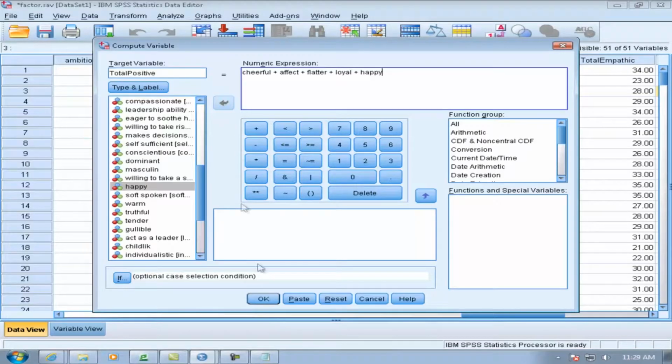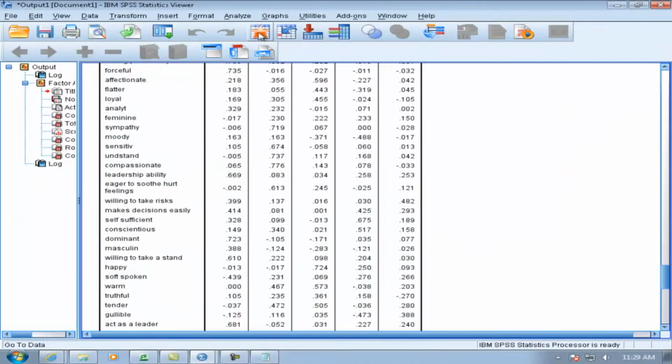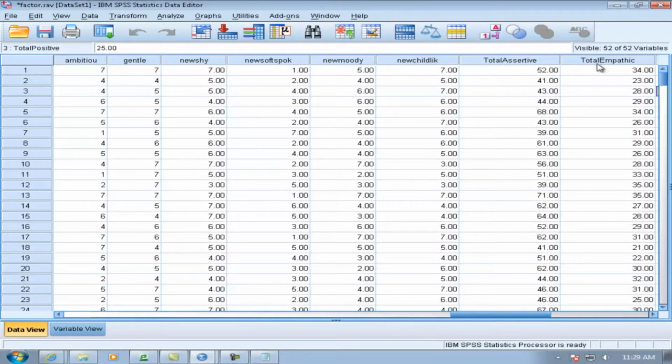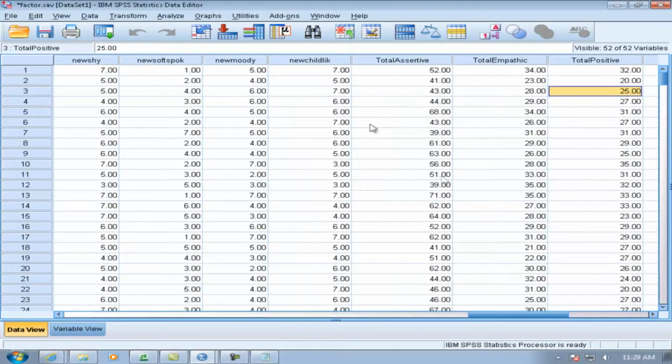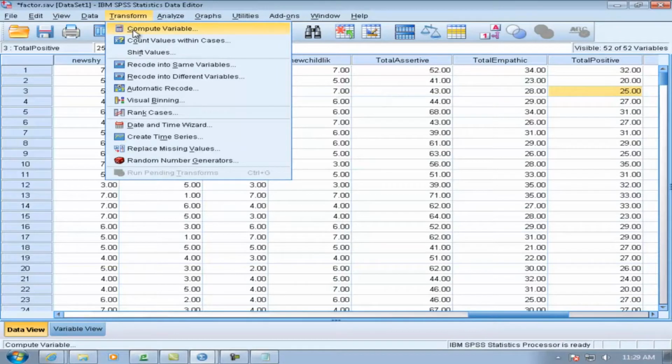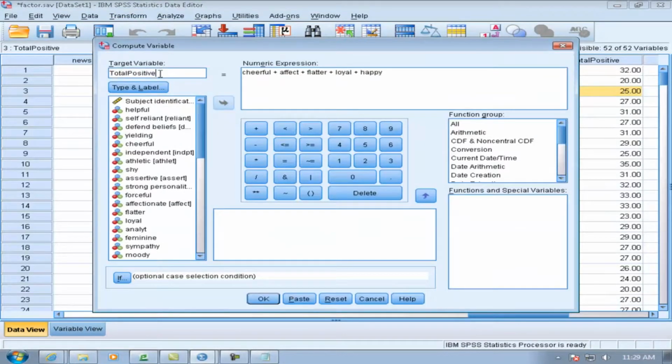Okay. So I'm going to click on OK. And again, if we click on the data, you're going to see over here we had total assertive, total empathic, and total what? Positive. And now we've got to go back and do factor 4. Now that had some we recoded, right? Yes. Okay. Compute. What are we going to call factor 4 though? Total what?